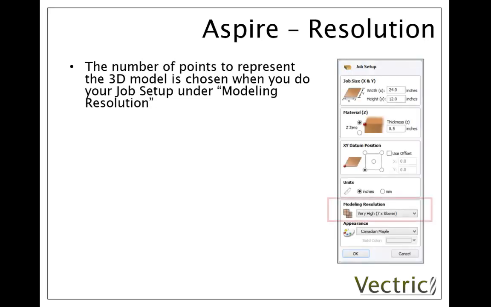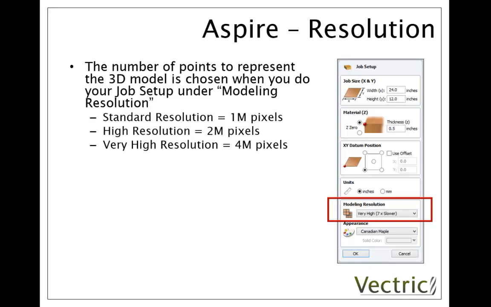The section in the job setup form for modelling resolution is highlighted with the red rectangle you can see on the screen here. By default, you're presented with 3 options for this. Standard resolution means that you'll have 1 million pixels, high resolution means your model is represented by 2 million pixels, and very high resolution means that you'll have 4 million pixels over the surface of your entire work area.